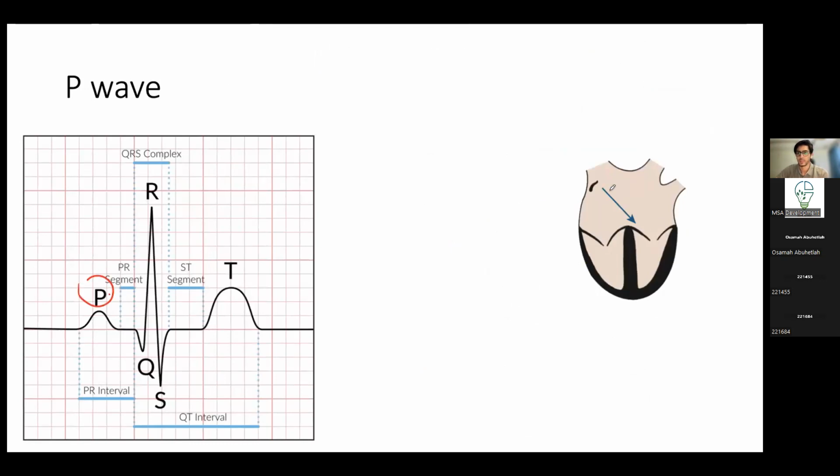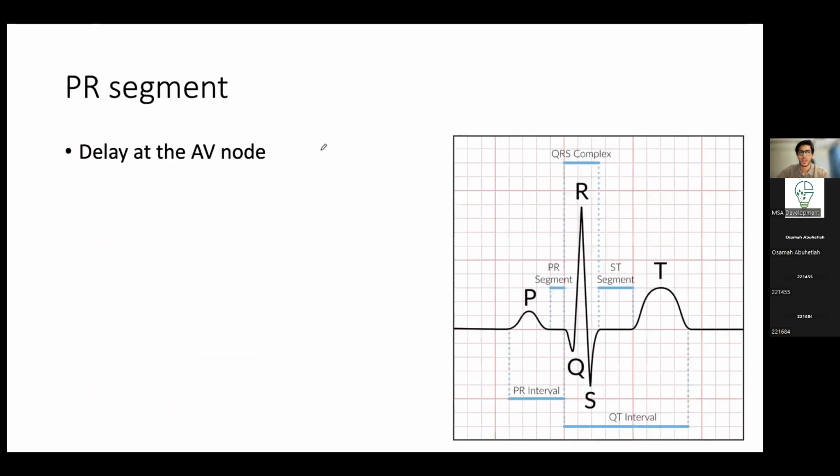And this is just on the diagram to emphasize that the wave of depolarization is going to spread from here to here, basically downwards. All right. The P wave is not just a measure, it is the depolarization of the atria. All right. So it represents the depolarization of the atria. You're absolutely right. Okay.